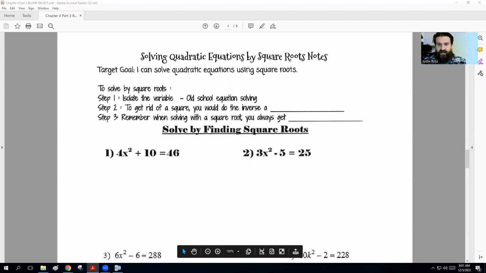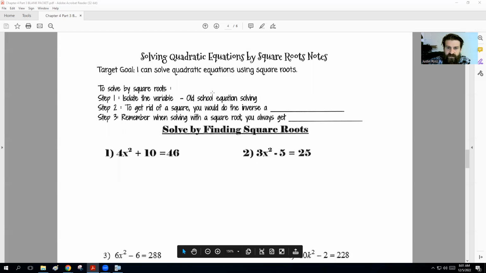What we're going to be looking at is solving quadratic equations by square roots. Our goal is to use this other method to solve a quadratic. This one's actually nice and neat, but it only works when we're dealing with a quadratic that has a lone x squared. You cannot do this if there's an x squared and an x. But if there's just an x squared, this is a really quick, fast, easy way to solve.